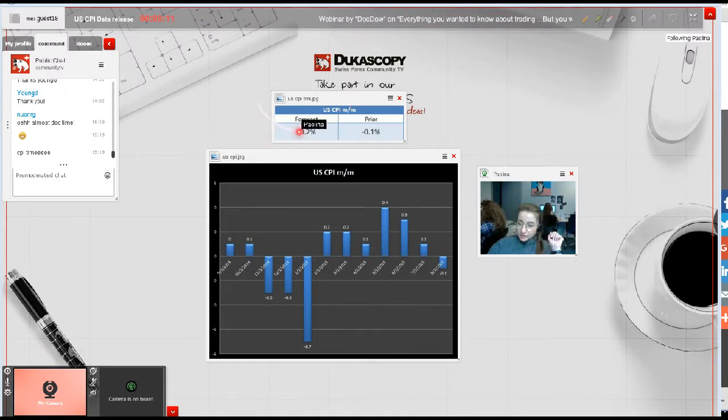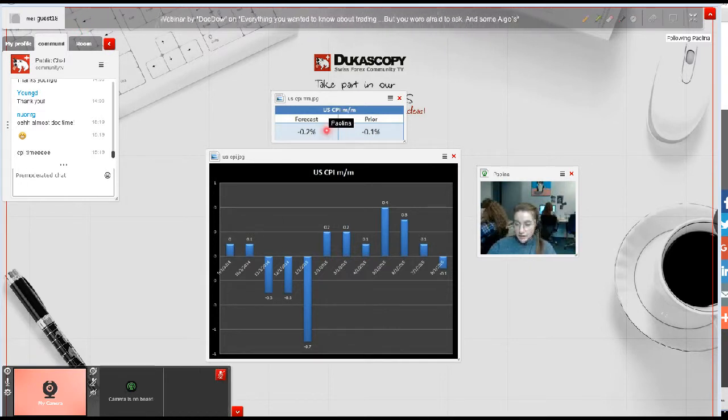So as you can see at the current moment, the US CPI month-on-month data for gas stands at -0.2%, and the prior figure stands at -0.1% respectively.